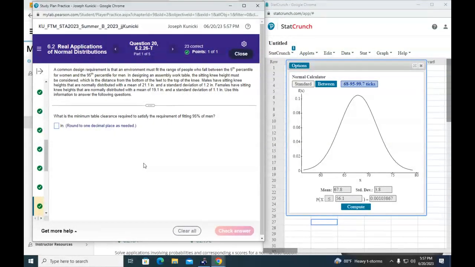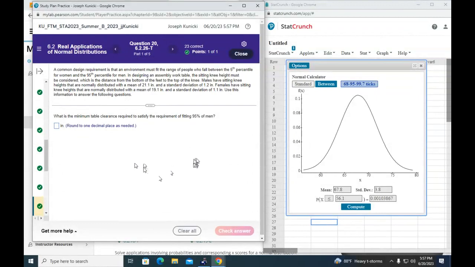All right. A common design requirement in the environment is to fit people who fall between the 5th percentile for women and the 95th percentile for men. In designing an assembly work table, the sitting knee height must be considered, which is the distance from the bottom of the feet to the top of the knee.